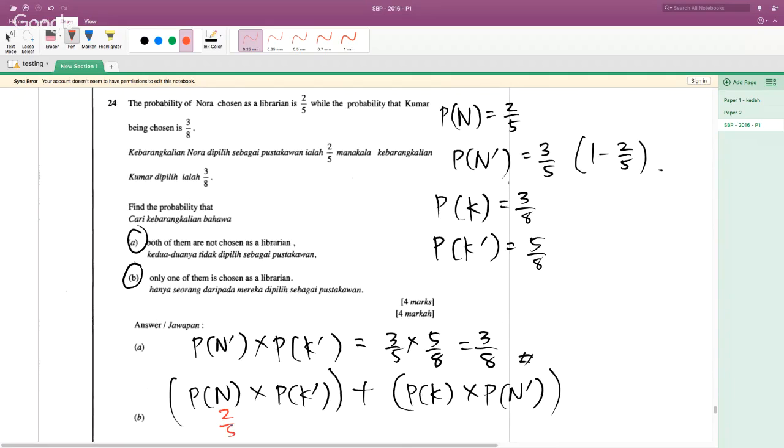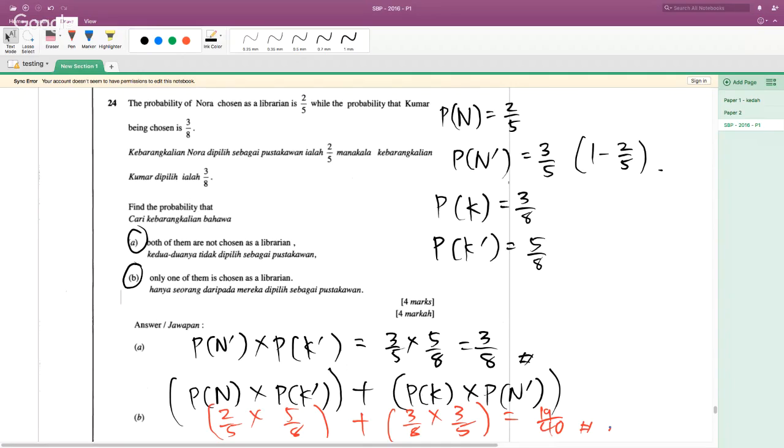This is 2/5 multiply, not chosen is 5/8. Because they are the same case, that's why we use multiply. Plus, if Kumar is chosen, it is 3/8, multiply with Nora is not chosen, is 3/5. And then you just solve this one, you should be able to get the correct answer. 2/5 multiply 5/8 plus 3/8 multiply 3/5. So you get 19/40. Okay, this is how we solve this kind of probability question.